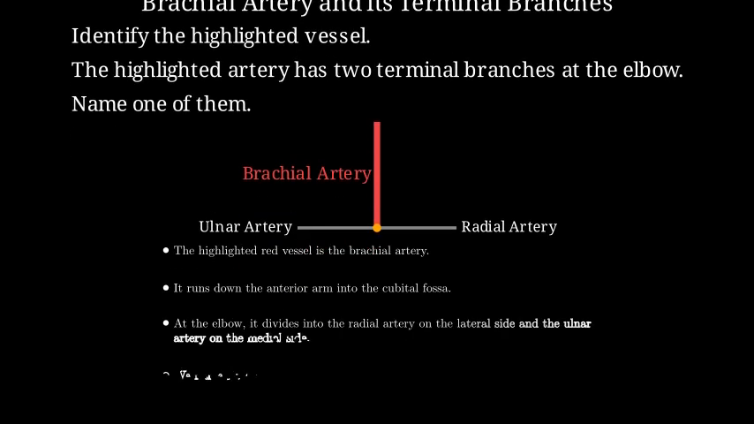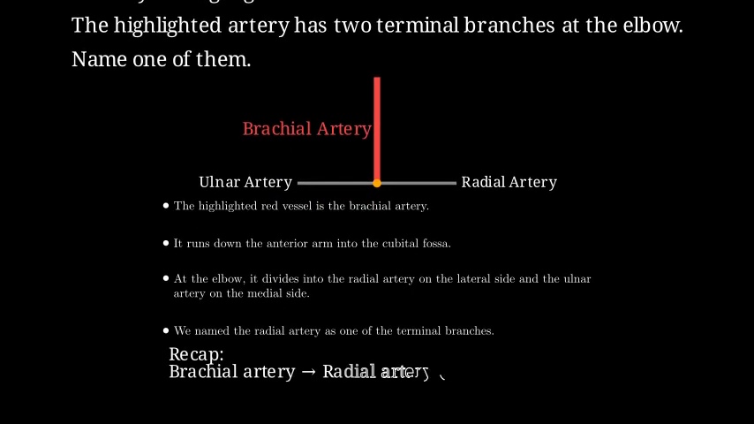Now, let's repeat the most important points slowly and clearly. To recap, the brachial artery is the main artery of the upper arm that splits at the elbow into two branches, the radial artery and the ulnar artery. We identified the brachial artery and named the radial artery as one of its terminal branches. Well done. Keep practicing, and soon these landmarks will be second nature.